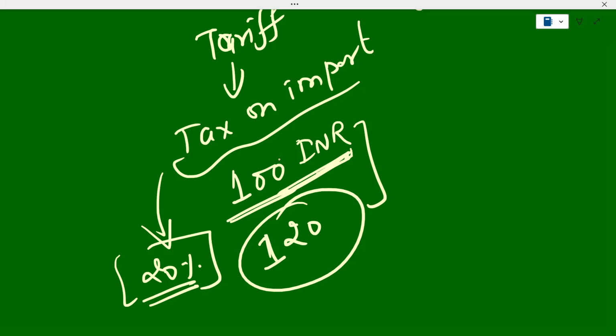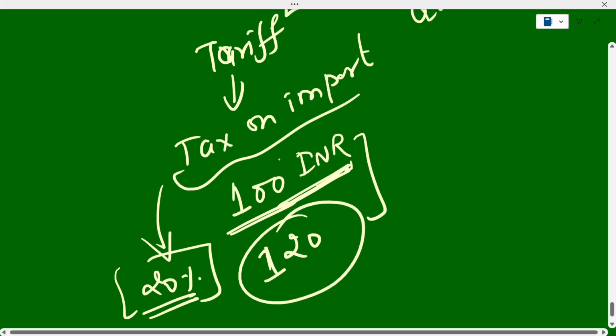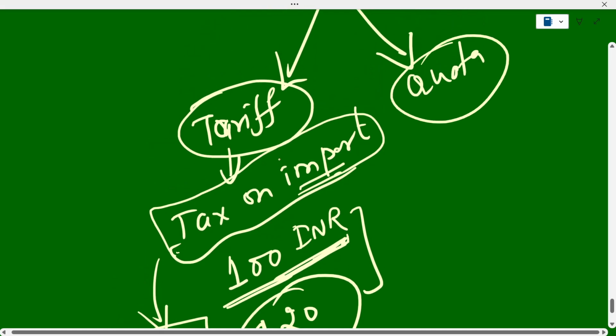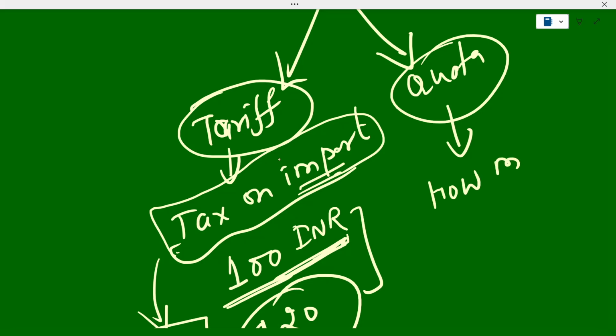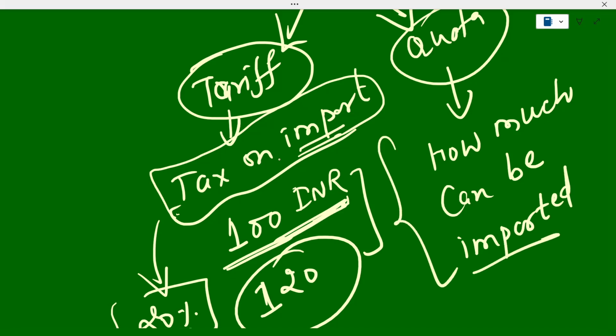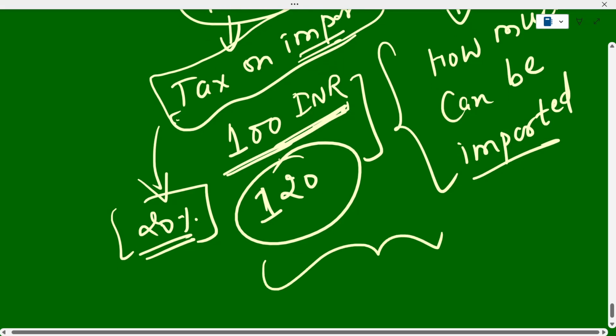Anything expensive will not be bought by traders and consumers alike. So this measure of putting a tariff on imports was one such measure to reduce our reliance on imports. Then the other measure was quota. Quota is when the government puts a restriction on how much quantity can be imported. So by both measures, tariff and quota, the government tried to reduce the reliance on imports and protect the domestic industry.